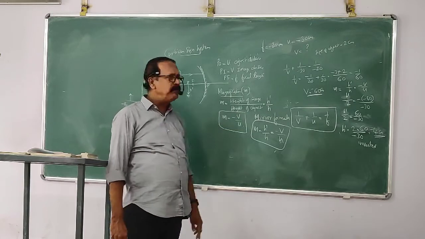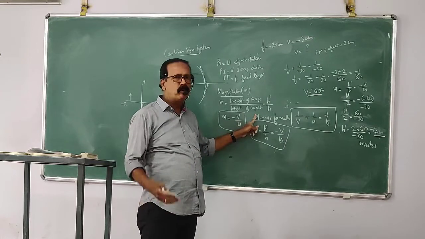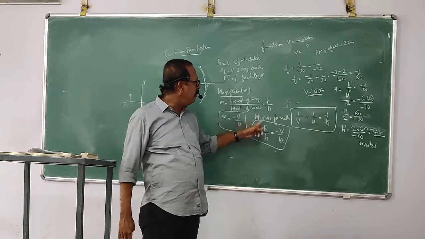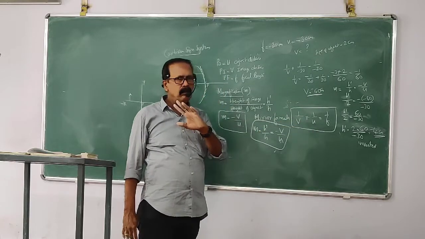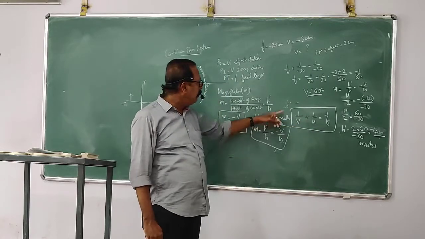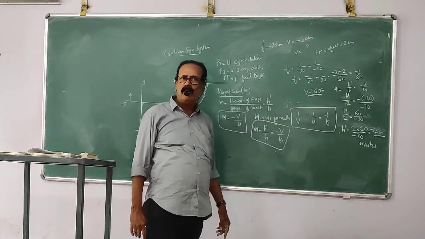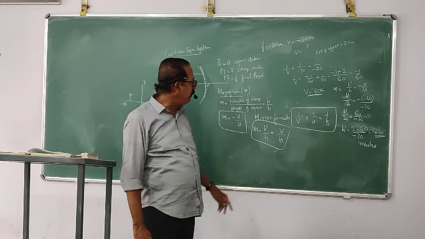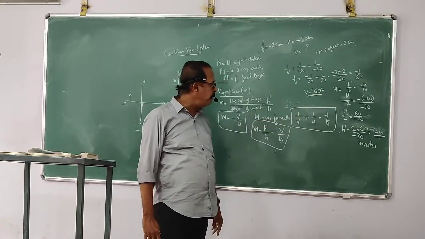Now another formula you have to learn is the mirror formula, true for all mirrors. The mirror formula is 1 by v plus 1 by u equal to 1 by f. Need not study the derivation. 1 by v plus 1 by u equal to 1 by f. For lenses the formula is different. For mirrors only, 1 by v plus 1 by u equal to 1 by f.